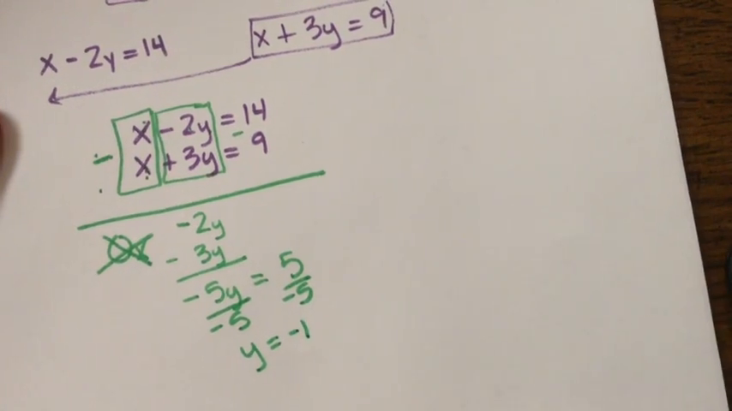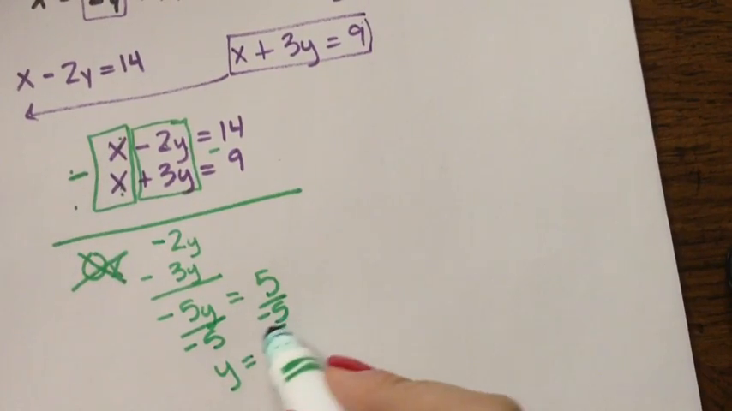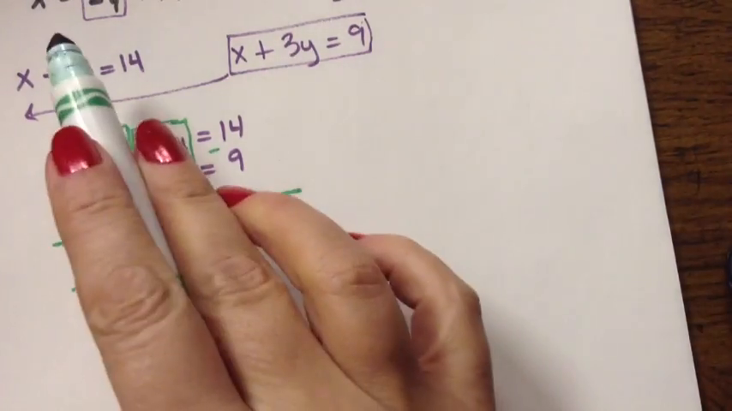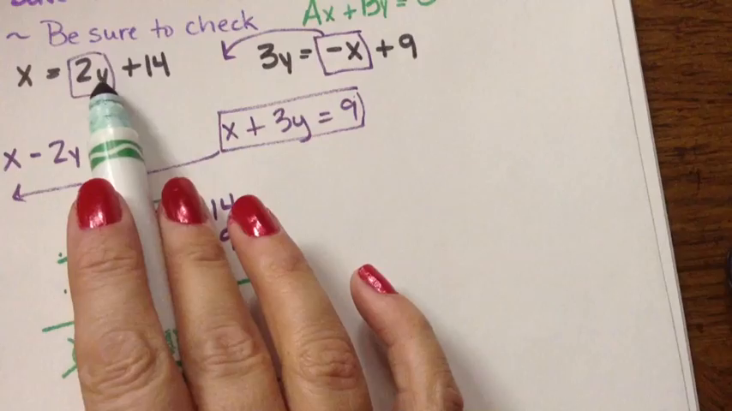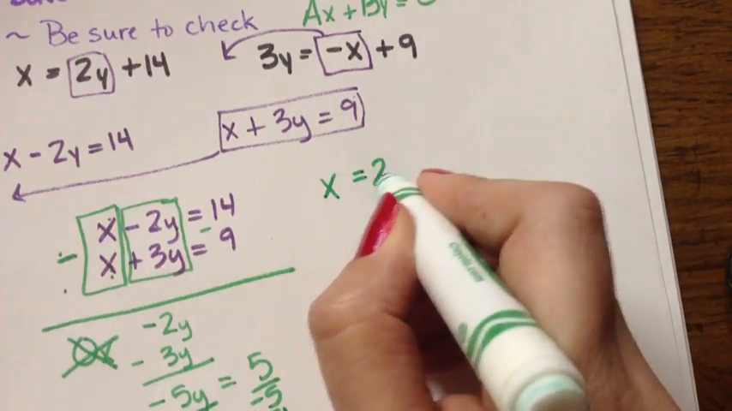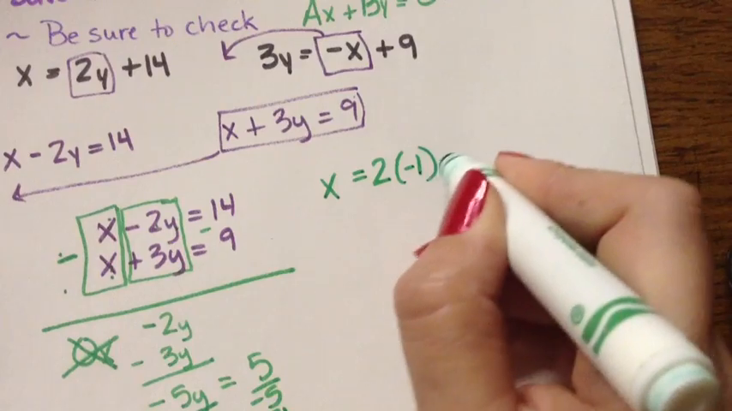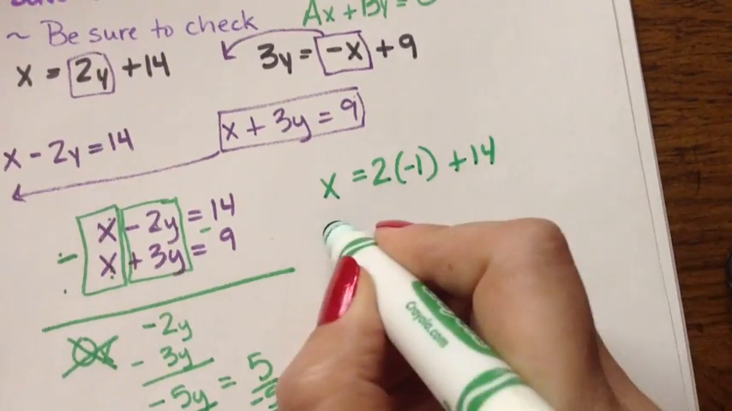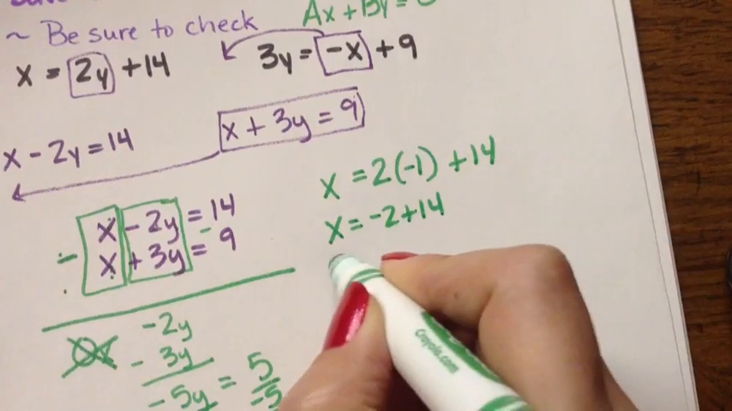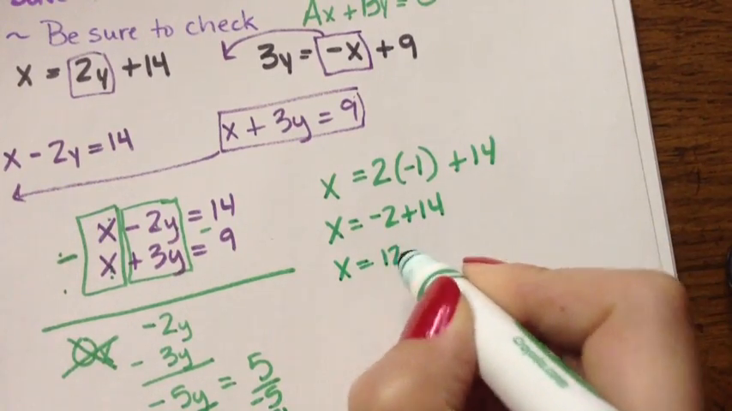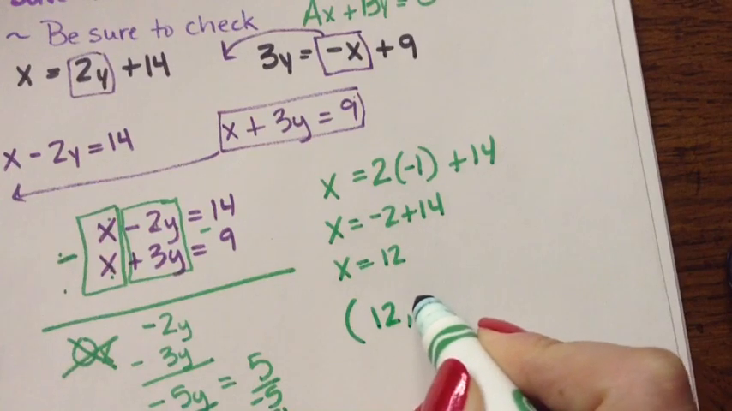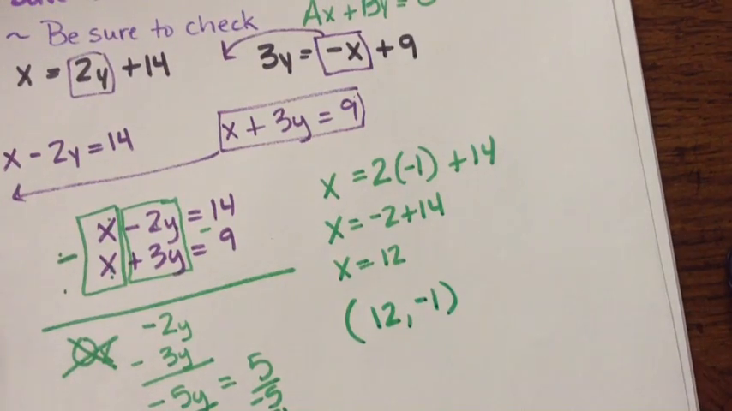Okay? So now that I have that, I'm going to take this value of y, and I'm going to plug it back into either one of these original equations. And I'm going to put it right here. So x equals 2 times a negative 1 plus 14. X equals a negative 2 plus 14. X equals 12. So my solution to this system is the ordered pair 12, negative 1.